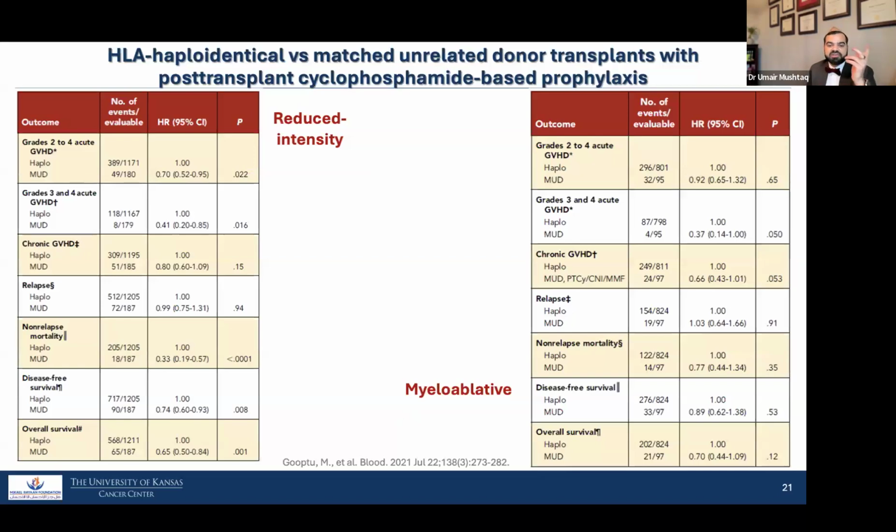This study, a little older now, was published in 2021 in Blood, looking at who is the preferred donor source when you're using PTCy. So matched unrelated donor versus haploidentical transplant using a PTCy-based approach. And here they show that if you use myeloablative conditioning, there is no difference in the two graft sources. If you use reduced intensity conditioning, then matched unrelated donors are slightly better.